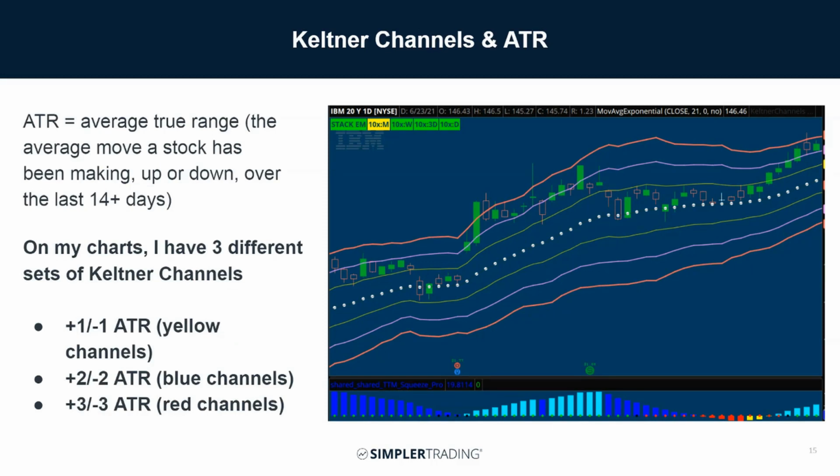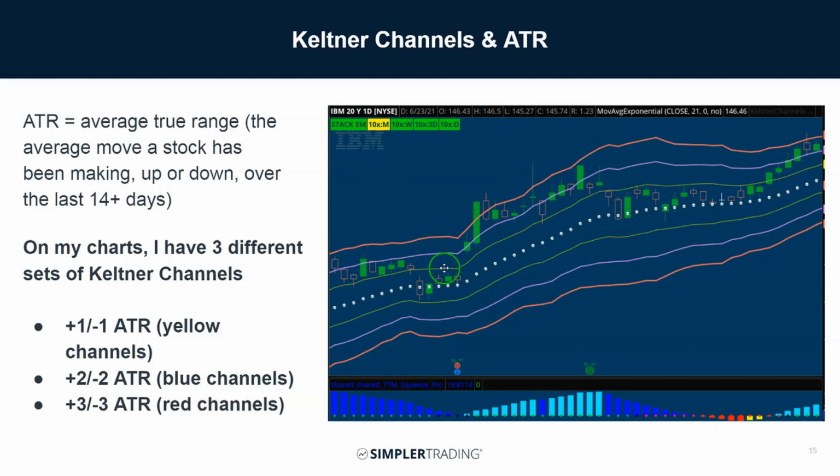Now, in terms of what is a meaningful move here, one of the tools I like to rely on are the Keltner channels. And what I do here with these Keltner channels, you can see I have 3 different sets here. Got my red, my purple, and my yellow. The Keltner channels are going to measure average true range from the 21 period EMA. So ATR, average true range, is the average move a stock has been making over the last 14 or so days up and down.